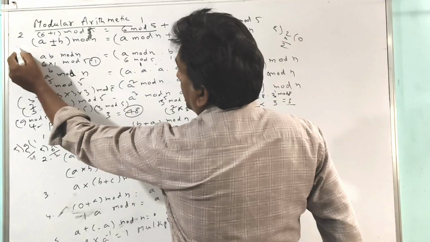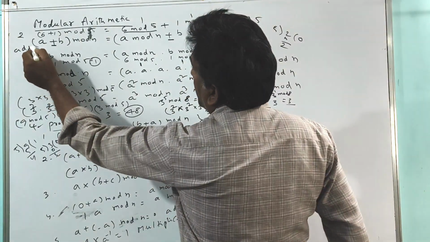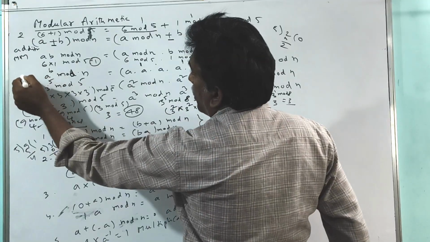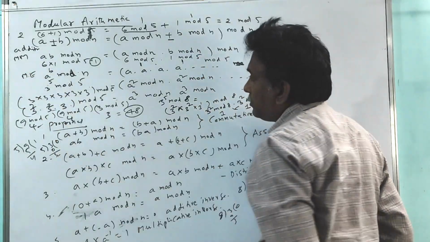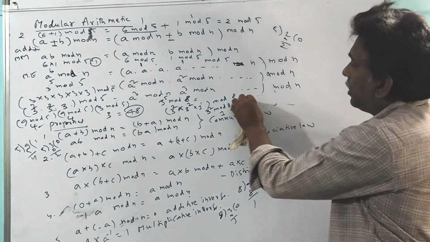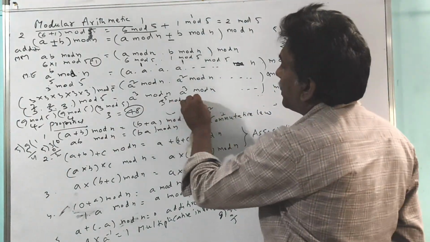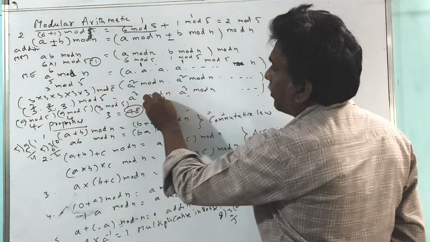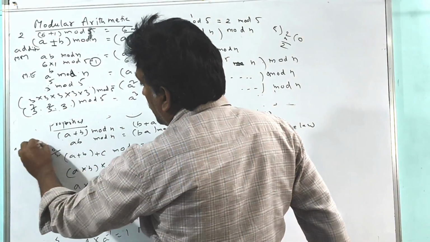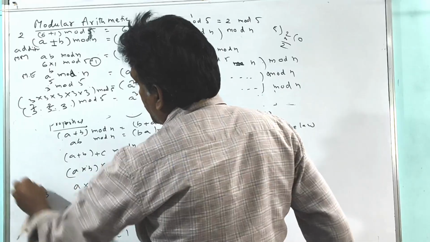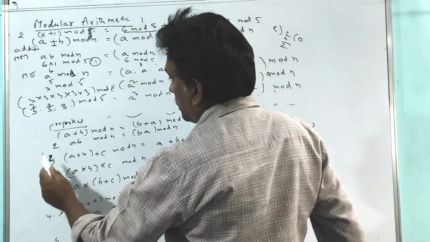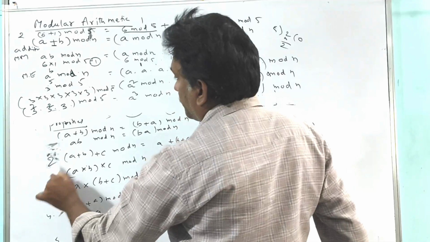This is modular addition. This is modular multiplication. This is modular exponentiation. These are the practical values you can obtain with the help of the formulas. So formulas are useful to solve the problems. So this is 1, 2, 3. This is 1 and this is 2.